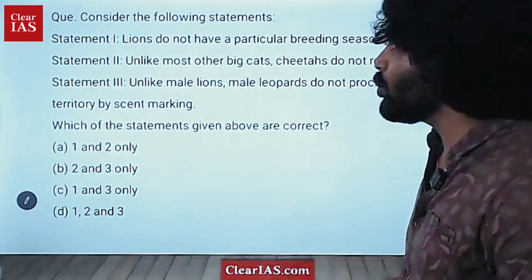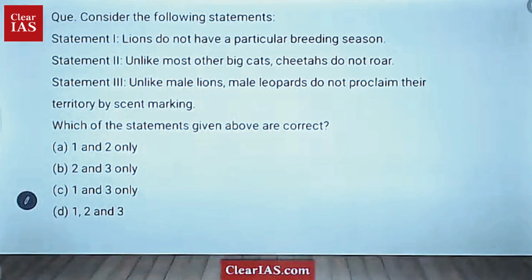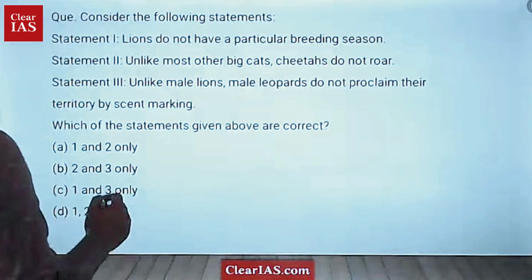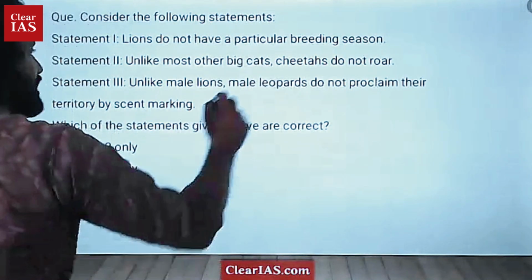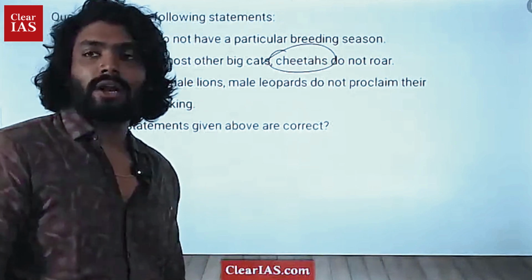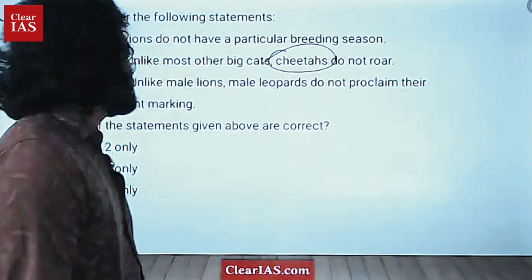You might know, you might not know. Unlike most other big cats, cheetahs do not roar. This statement is what differentiates cheetahs from the big cats: the ability to roar. Cheetahs can only chirp or purr. That is actually different from big cats.